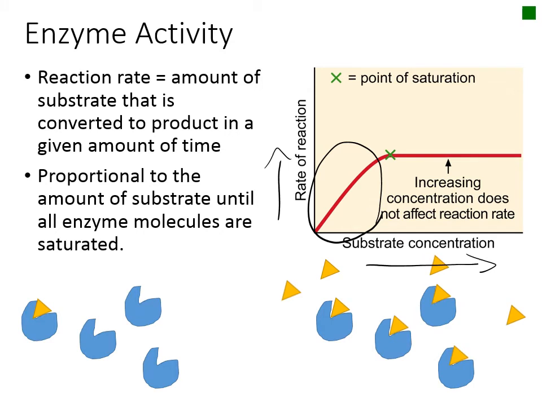As you increase your substrate concentration, you get to a saturation point where all the active sites of the enzymes are being used, so adding more substrate no longer speeds up the chemical reaction.